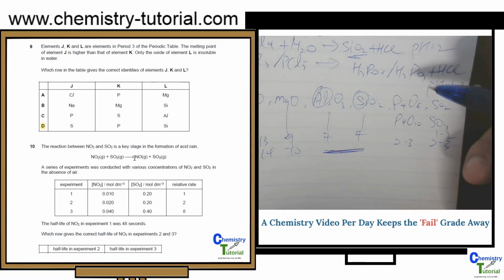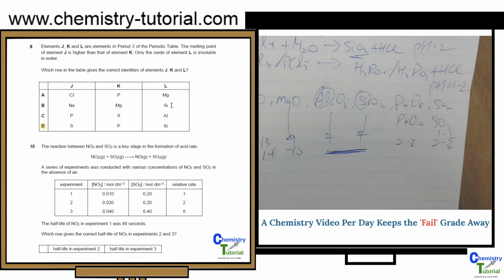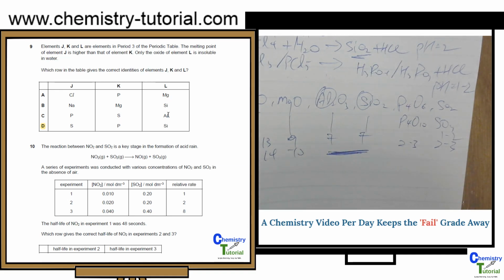So you just need to look at your options given. A is definitely not correct because you notice that L is magnesium. Alright, so you should only consider options B, C, and D because Al2O3 is insoluble in water, and SiO2 is insoluble in water. Now the next one is this. They said that the melting point of J is higher than that of K. So just look at B, C, and D.